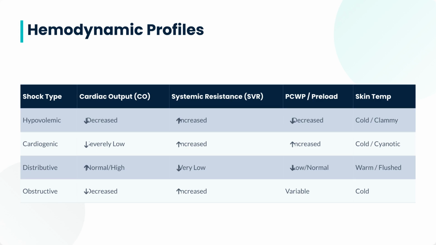Hemodynamic profiles vary by shock type. Hypovolemic and obstructive shock generally show decreased cardiac output and increased systemic resistance. Distributive shock presents with very low systemic resistance.